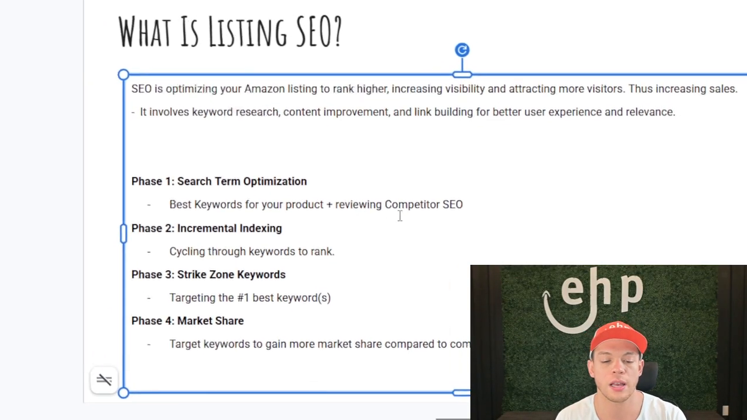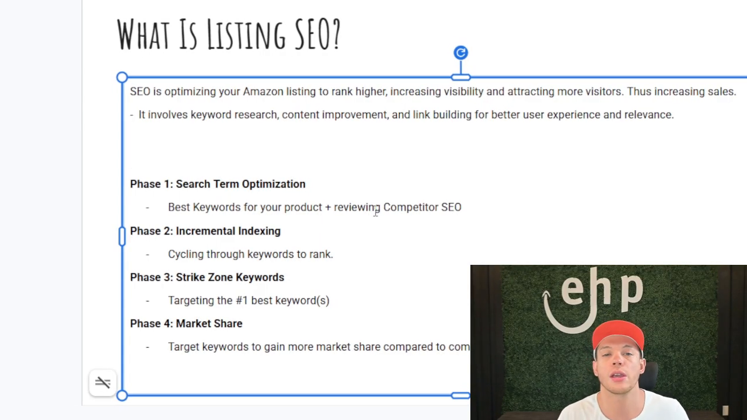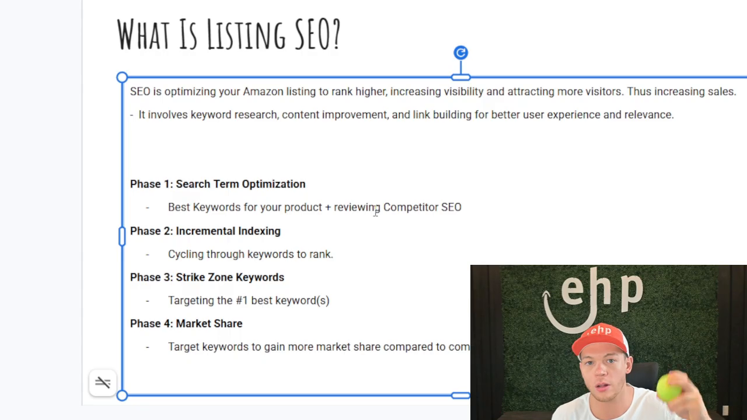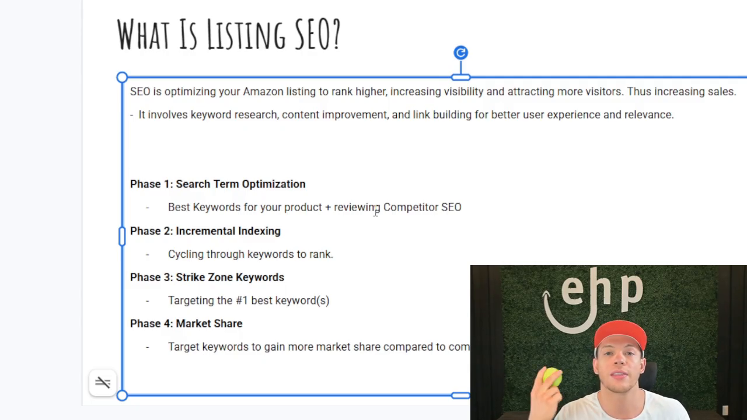Phase 1 is when you first start on Amazon and you have your listing, you want to make sure that you have the best keywords for your product, right? So if you are selling a tennis ball, you want to make sure that you put tennis ball in the title. Obviously, you're not going to put baseball, right? So you need to have the best keywords for your product, and then also review your competitors' SEO. So what are your competitors doing that you're not doing?